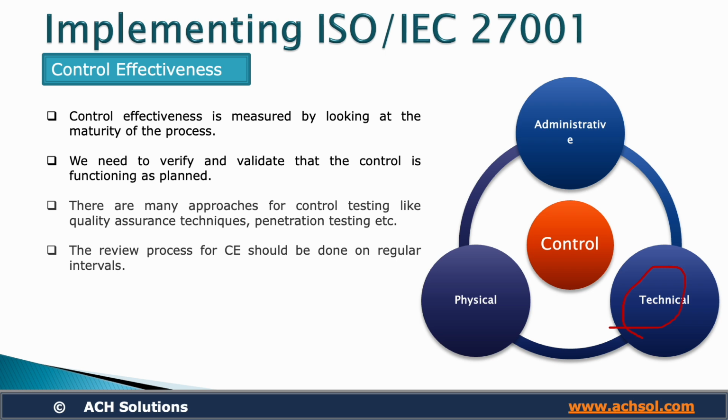Also, we need to verify and validate that the control is functioning as planned. And there are many approaches of control testing, like quality assurance testing, penetration testing, regular audits. Also, the review process of control effectiveness should be done at regular intervals. It doesn't mean that you just do penetration testing or audits or some kind of technical assurance once and you are done. No, you need to do it on a regular basis so that the controls which were implemented also remain relevant.